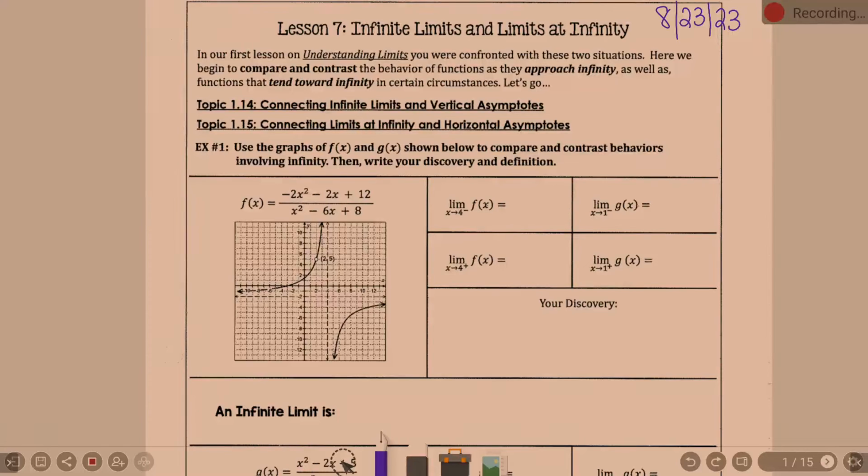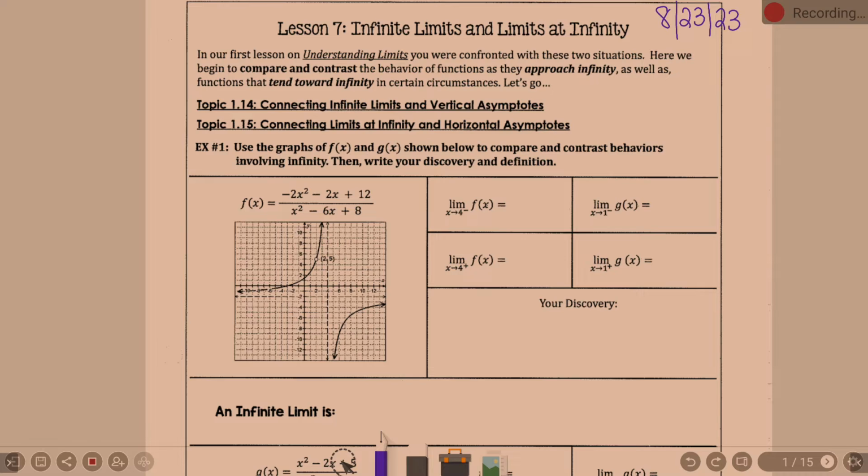Okay, so lesson seven, infinite limits and limits at infinity. As with everything we've done this unit, have you noticed, just because we moved on to the next lesson, we're still talking about a lot of the same stuff, right? It's just different pieces of it, taking it a little farther. So you're going to know some of this stuff already. There's going to be similarities.